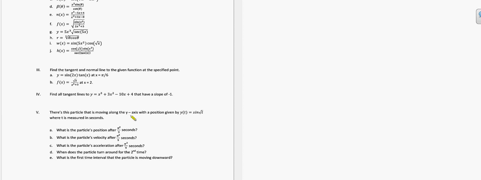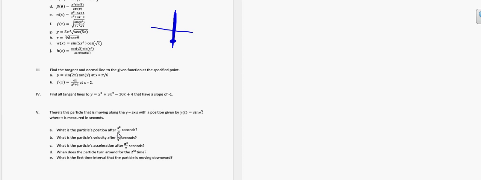We got a particle moving on the y-axis, so you know what that looks like. Here's the axis. We got a particle, just like this. He's moving up and down, maybe just bouncing back and forth. Doesn't really matter. And his position is given by sine of root t. So if you plug in a time here, you find out where the particle is.